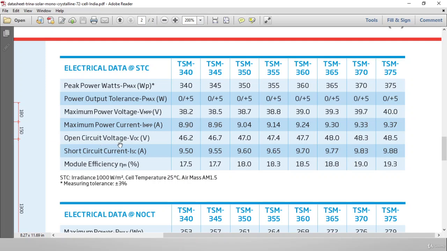Next, the open circuit voltage VOC is 46.2 volt, the short circuit current ISC is 9.50 ampere, and module efficiency in percentage is 17.5. So we have to note down the VMPP, IMPP, VOC, ISC and efficiency of this corresponding panel. These 5 parameters are important whenever we do the further calculations in the designing of the solar home systems.